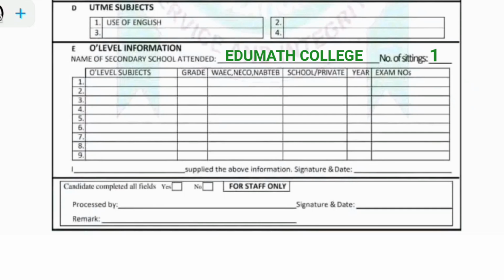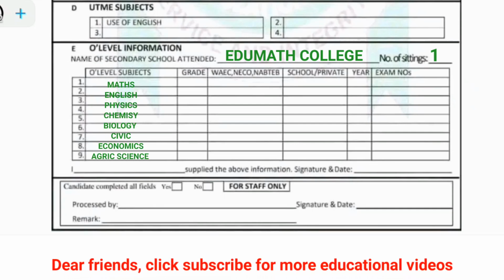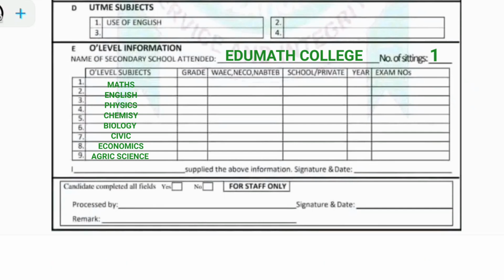So the next part is the O-level subjects. Now include your 9 subjects that are in your results. Type your 9 subjects, maths, English, and so on. Now the grade, what you scored in these 9 subjects, B2, A1, write them out there. Now, if you have not written WAEC yet, they're going to write under the grade, awaiting result. Just write AR all through.